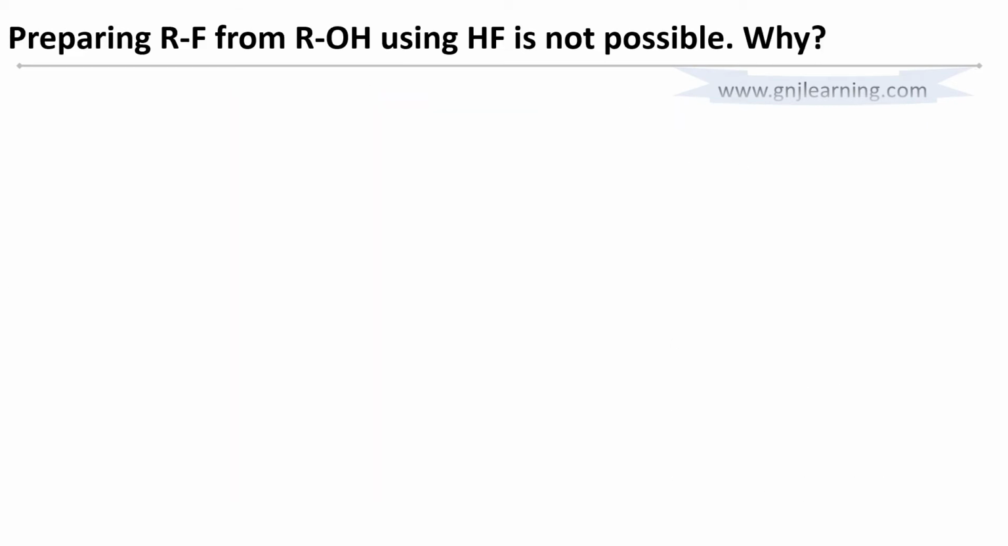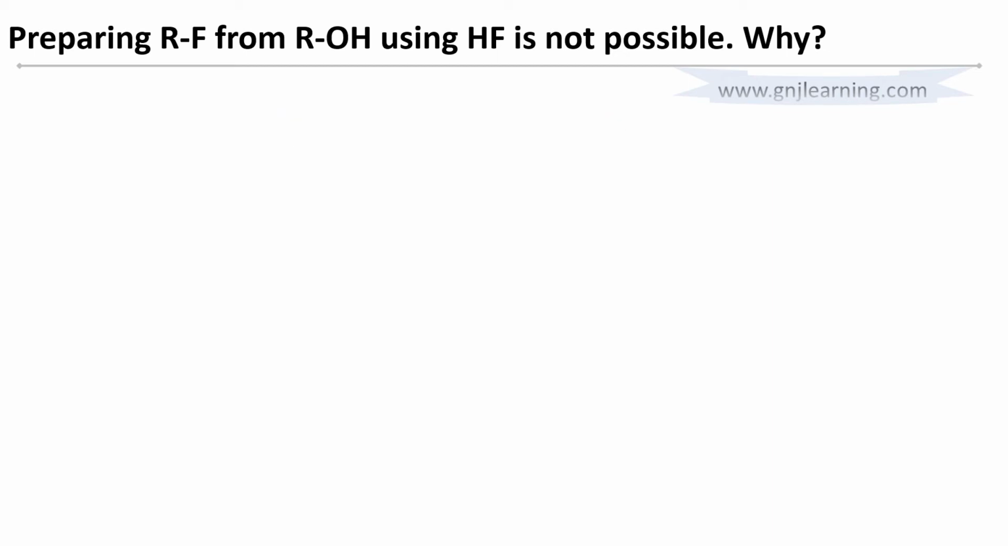So here, preparing fluoroalkane RF from alcohol using the halogen acid of fluorine, hydrofluoric acid, is not possible. Why? I will write it. ROH giving RF using HF is not possible. This will not work. Why is it so?